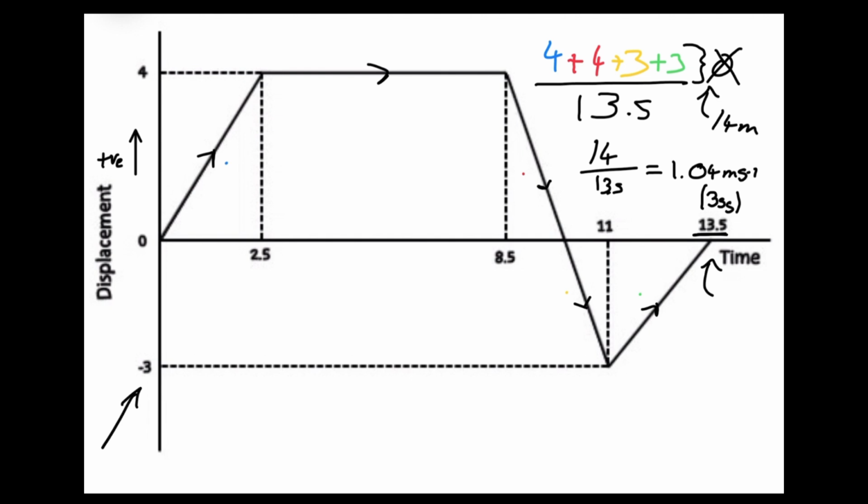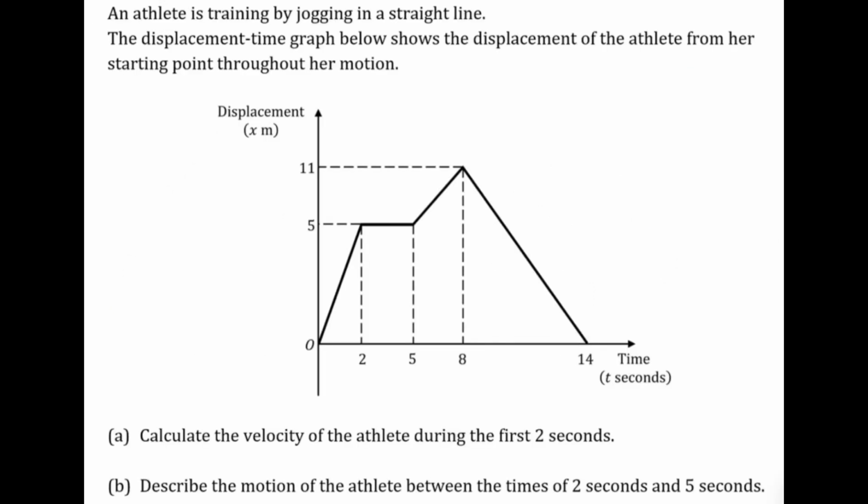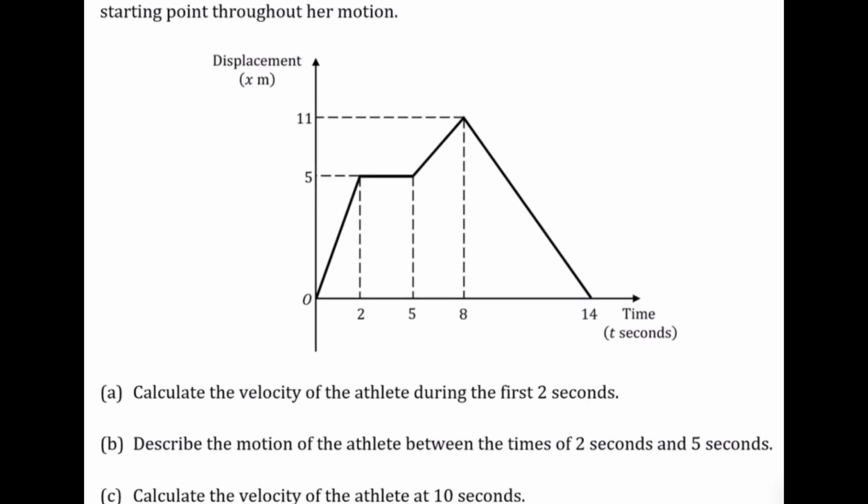Let's now apply everything we just learned to a question. An athlete is training by jogging in a straight line. The displacement time graph below shows the displacement of the athlete from her starting point throughout her motion. First of all, we need to calculate the velocity of the athlete during her first 2 seconds. So we need to work out the gradient of this portion here. She is displaced by 5 meters across 2 seconds, making her velocity 2.5 meters per second.